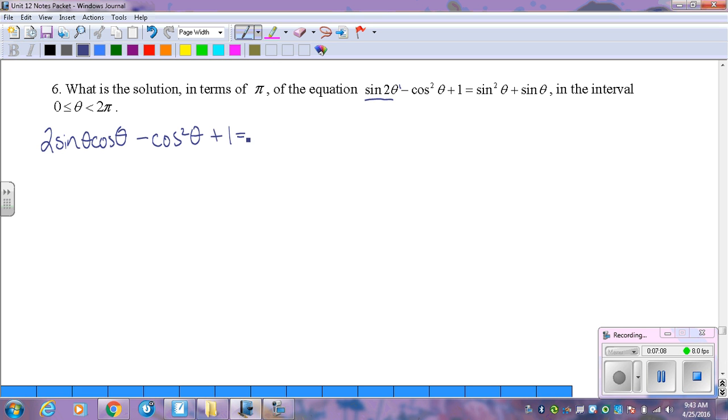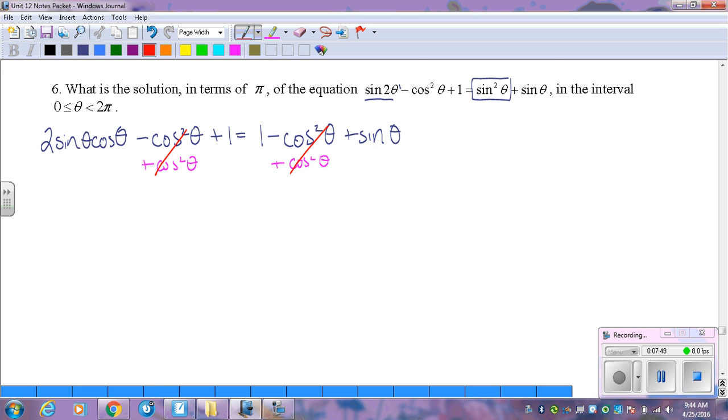Now, if you'll notice, I have some cosine values over here. I'm going to take a chance and substitute out this sine squared. So I'm going to take sine squared and use one of my Pythagorean identities, 1 minus cosine squared. Now, here's why I just did that. Because if you'll notice, if I add a cosine squared to both sides of my equation, what happens to my cosine squared terms? All right, they end up canceling out. So that's one of the reasons that I did that, was so that I could get rid of some terms there.